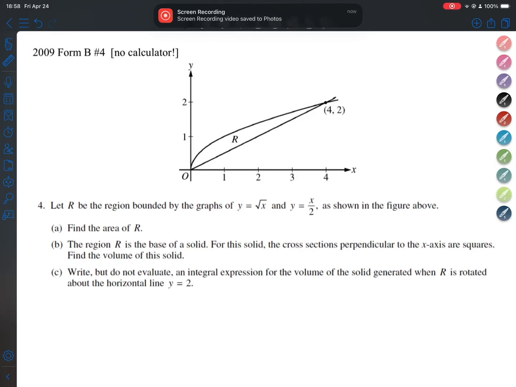This is an FRQ question from 2009 AP Calculus. So let's see how we can solve this. For question A, we are asked to find the area of R. And to find the area of R, we can separate the area into small rectangles. So let's draw that on the graph.